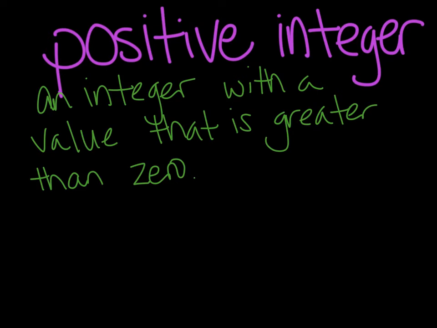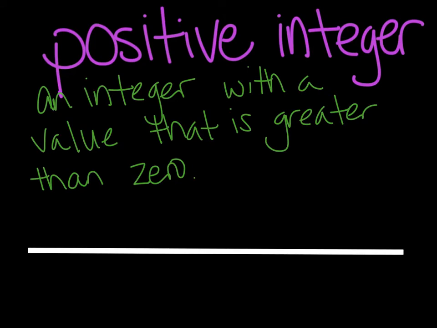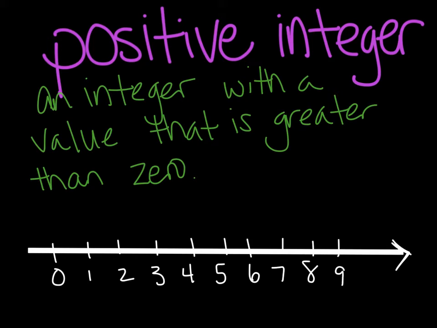So if we represent positive integers on a number line, keep in mind that the numbers have to be bigger than 0, which means our number line would start and look something like this. My 0 mark would be here, and then my positive integers to the right. As I increase in value, my numbers are further away from 0.